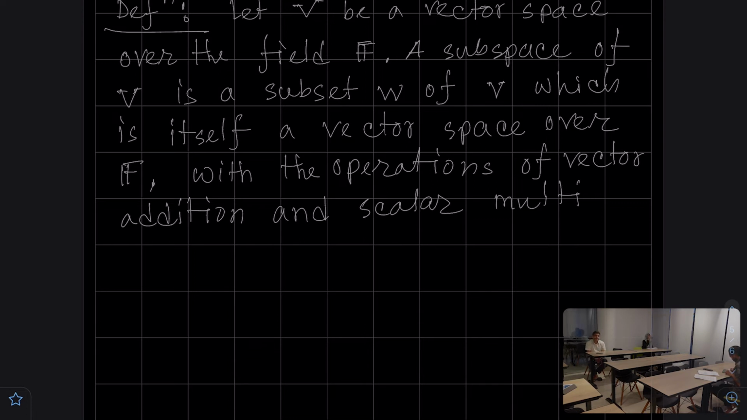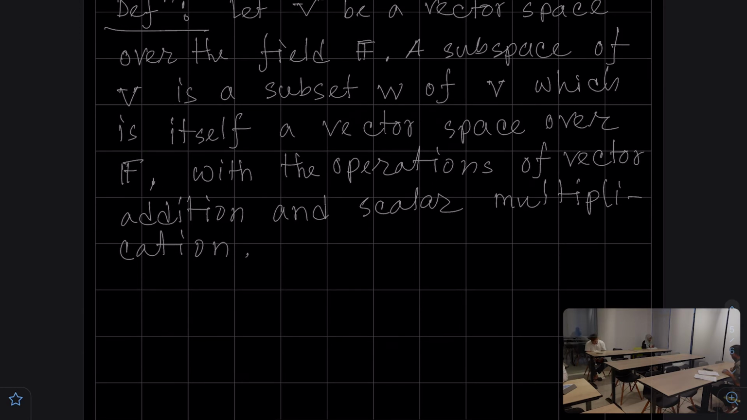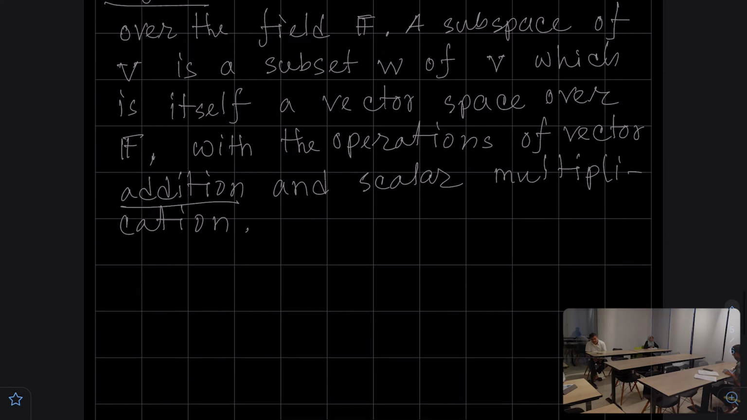So to check if a subset is a subspace of the original vector space V, there are three conditions you need to check. The first is whether the zero vector is in the subspace. The second is whether it is closed under addition, and the third is whether it is closed under scalar multiplication.